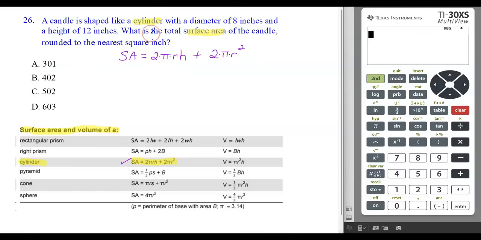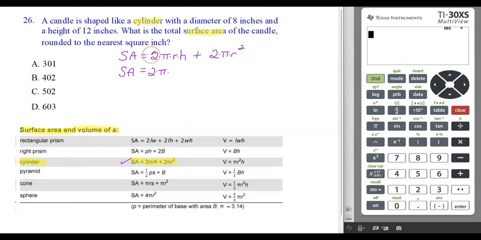You can draw a sketch of a cylinder. You really don't need to. We just need to plug the numbers into this side of the formula. So let's go ahead and do that. The surface area of a cylinder is 2 times pi. I'll just bring my pi symbol down. Times the radius.